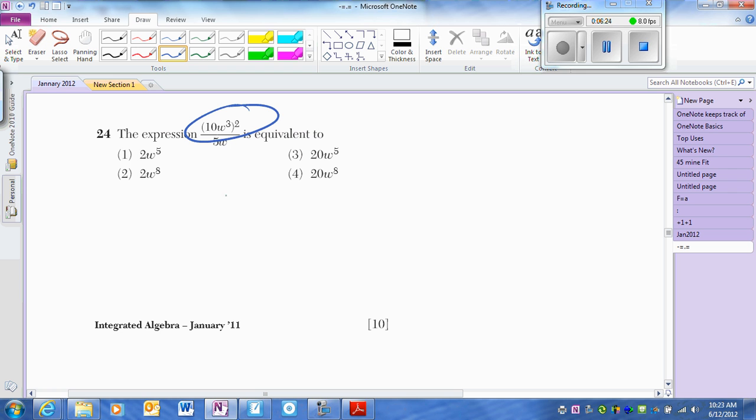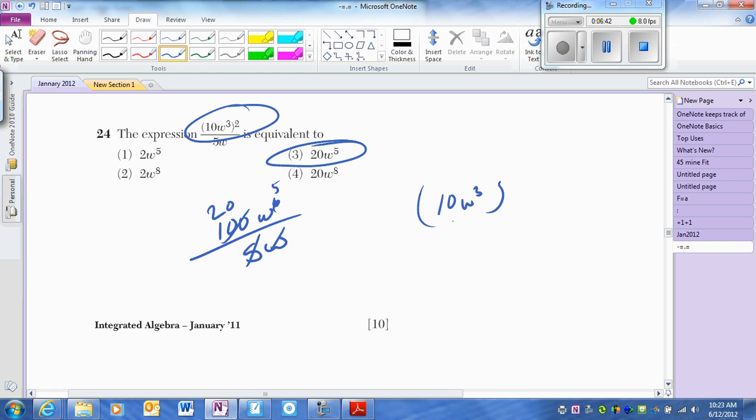Squared means write twice, or you can just square everything. 10 squared is 100. W cubed squared, multiplying the exponents, is w to the 6th, all over 5w. 5 goes in there 20 times. Cross out one of those, and I end up with this. Or I can just write it twice: 10w cubed times 10w cubed all over 5w. And then this would give you the same work here.